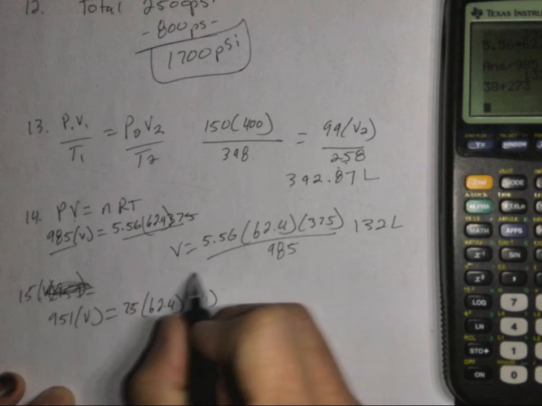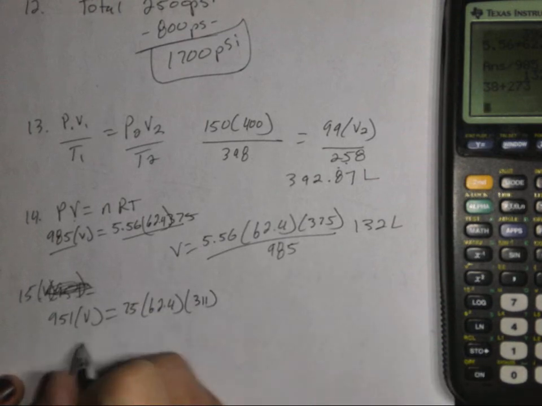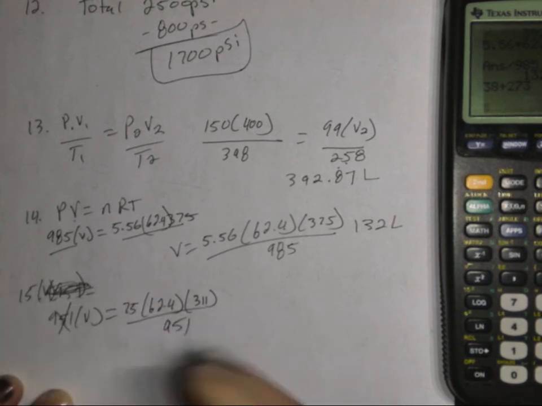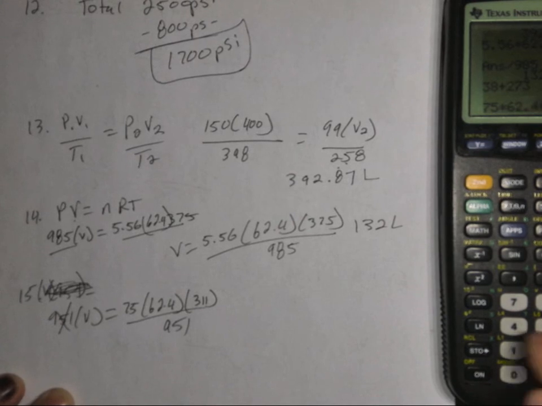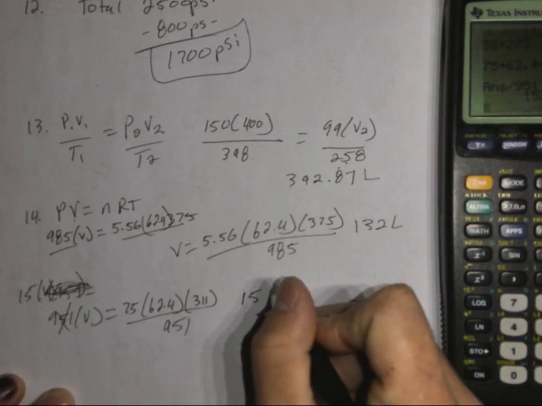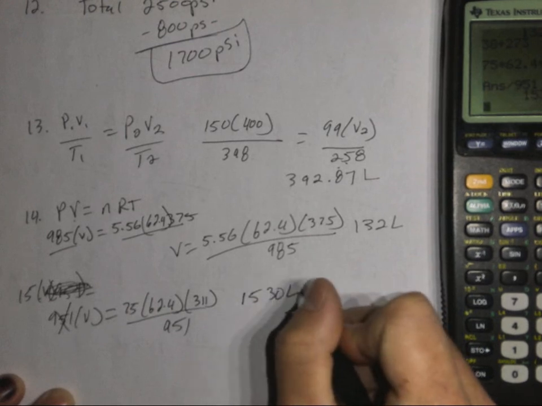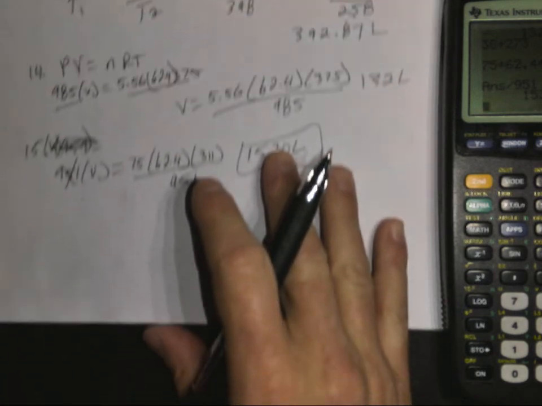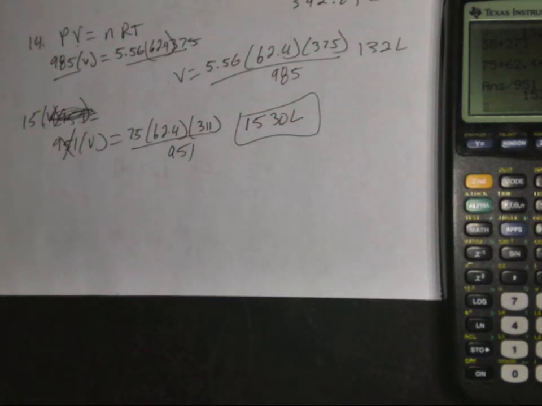So we're going to do the same steps that we did up here. I'm just going to do it for you and give you the answer. So we do that divided by 951 to give us V. 75 times 62.4 times 311 divided by 951. It's going to give us a volume of 1,530 liters, which is a lot because we have a lot of moles of gas, and it takes a lot to contain that many moles of gas. Remember that 1 mole of any gas occupies 22.4 liters of space.